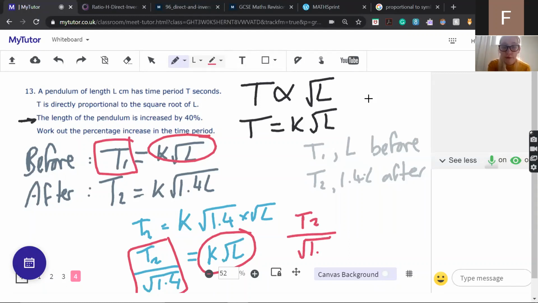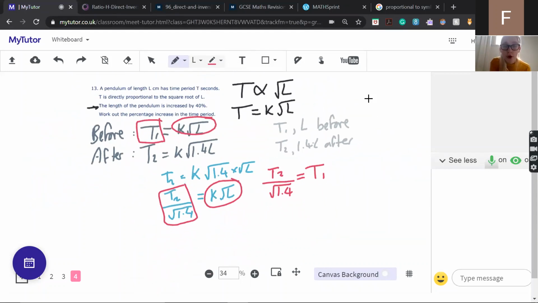T2 over root 1.4 is equal to T1. So multiplying up by root 1.4, T2 is equal to root 1.4 T1. This longer time, so let's say that this is our length L and this is our time T1. We've increased L by 40% and it makes T2. Now this T2 is root 1.4 times bigger than this T1. It takes root 1.4 times as long. That's what we've learned here.